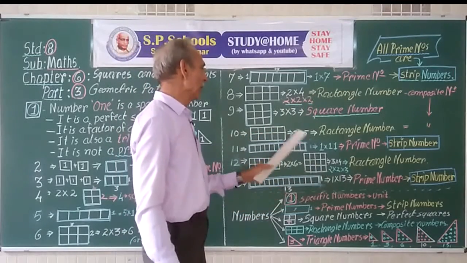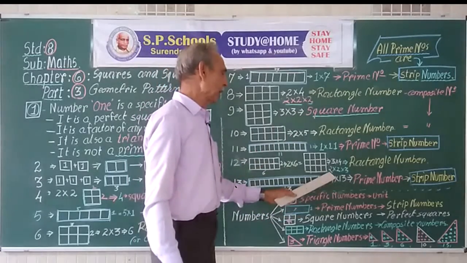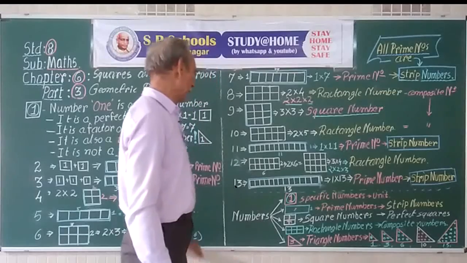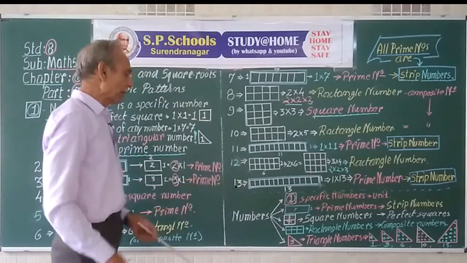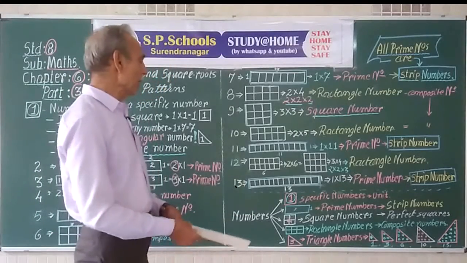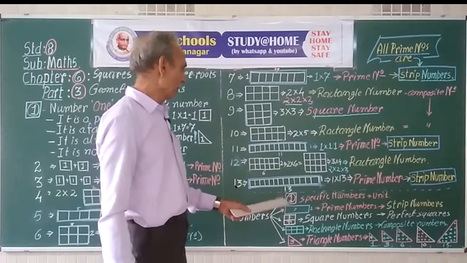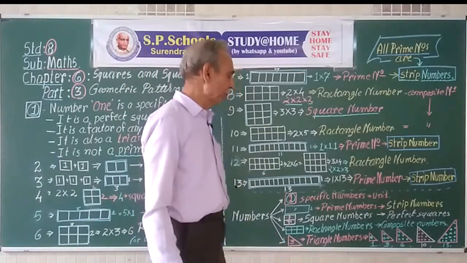Here 3 and 3 are prime numbers. Here 2 and 3 are prime numbers. 13 is the next prime, a strip number. So all numbers can be of several types. Now let us consider triangular numbers.